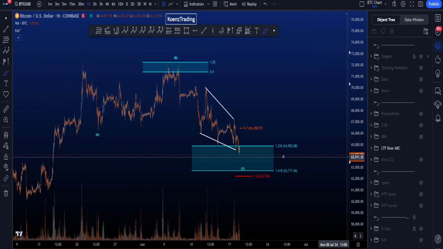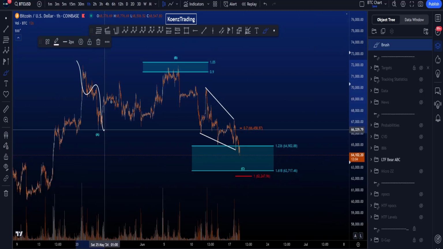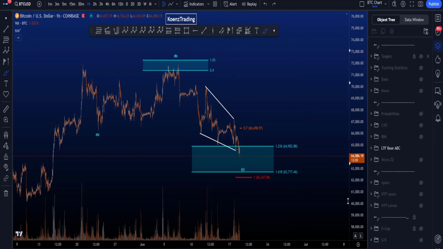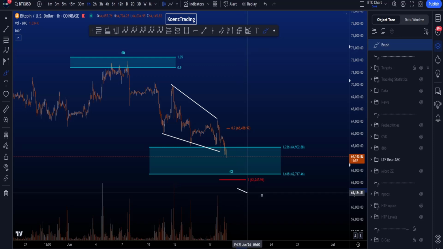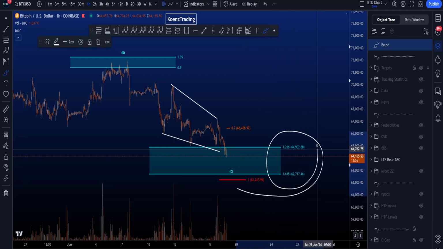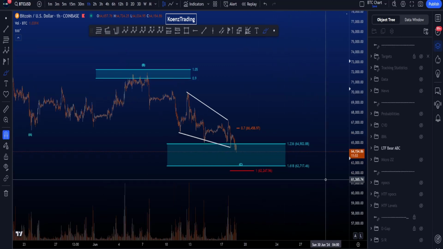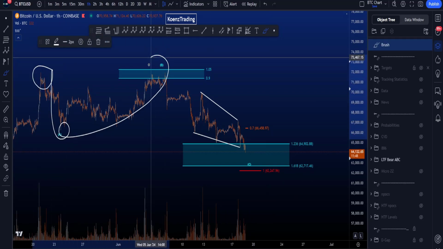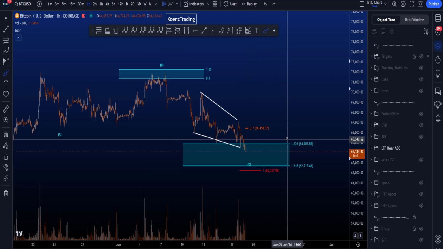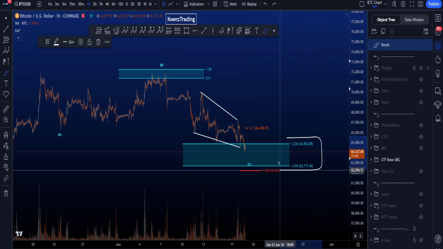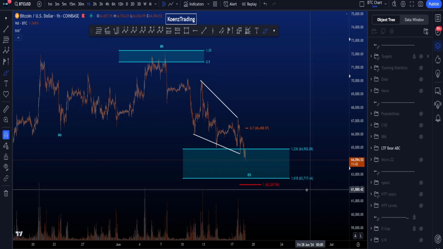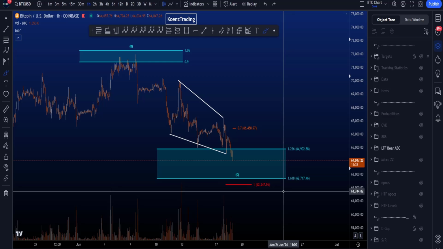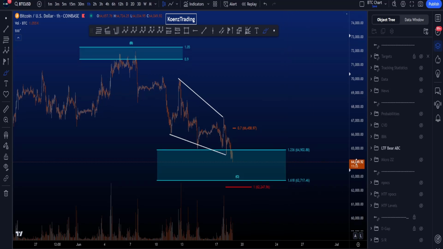The second scenario is a flat structure where we have a 3-wave A, a 3-wave B, and then the same diagonal to the downside in a wave C. The common target for your wave C is between the 1.236 and the 1.618 trend-based fib extension, taken from the high to the low of A to the high of your wave B, giving you a target between 64.9k and 62.7k. Also here, you don't want to hit 62.2k, as that would invalidate a diagonal to the downside.